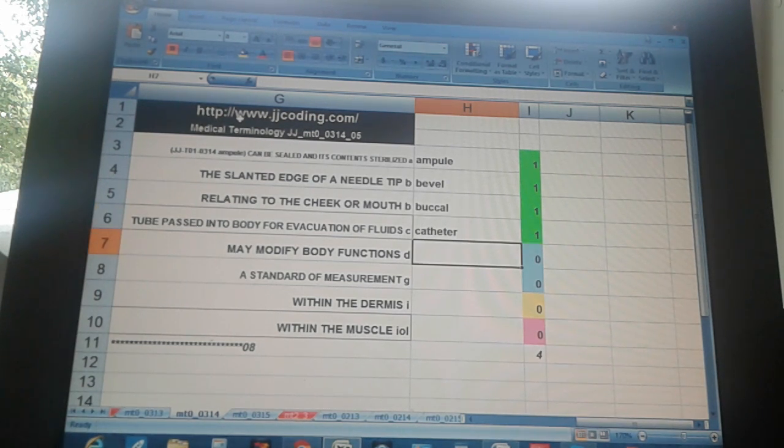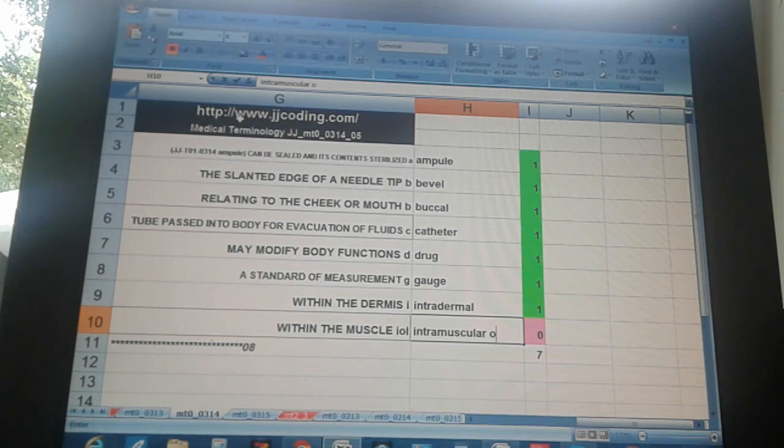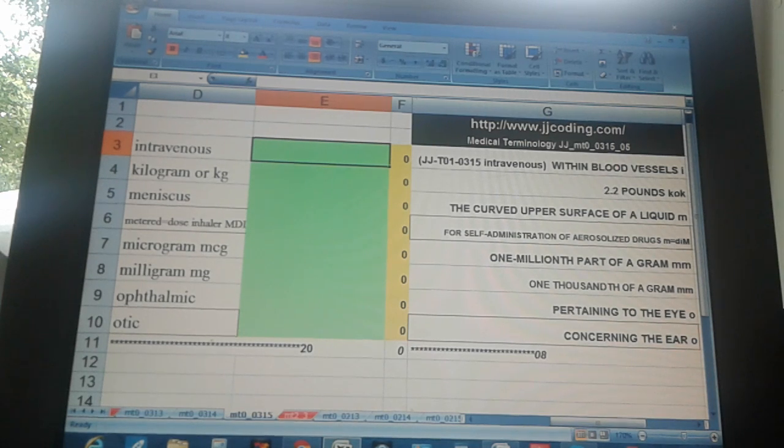Catheter. May modify the body functions. Drug. A standard of measurement. Gauge. Within the dermis. Intradermal. Within the muscle. Intramuscular or IM. Okay. Now the third set.